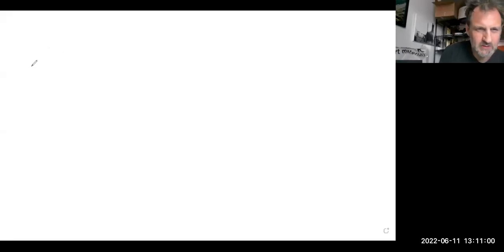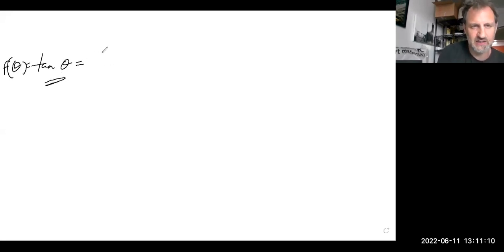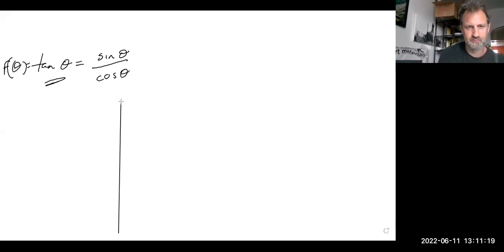Okay. So I'm going to talk about tan theta. And remember, as a function, f of theta equals tan theta. Remember that tan theta, another way of thinking about it, is just sine over cosine. So what I'm actually going to do here is build a table based on an input.